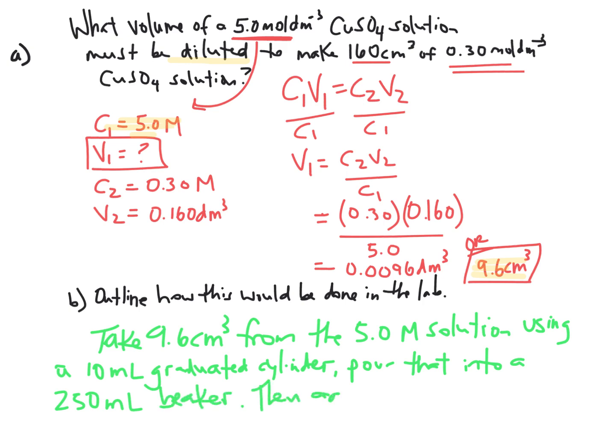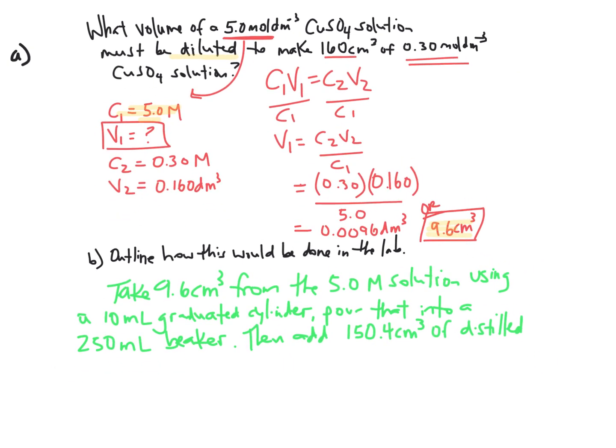Then add, how much water do we have to add to it? Well, we want the total volume to be 160 cubic centimeters. So how much are we going to have to add to 9.6? 160 minus 9.6, right? So then add 150.4 milliliters of water. I should do this right. Distilled water. I'm not just going to add any old random tap water to the sample. Add that much distilled water, with, let's just say, measuring cylinders, so that you do it accurately.